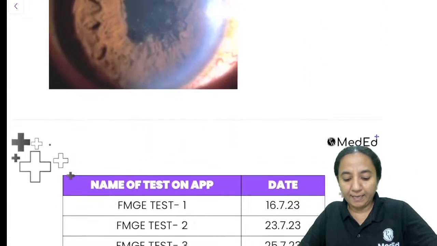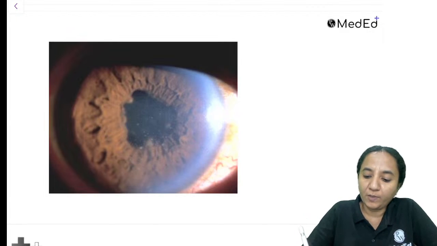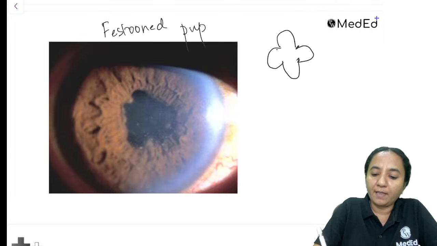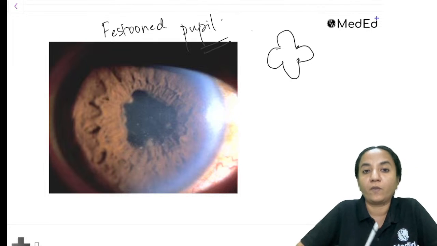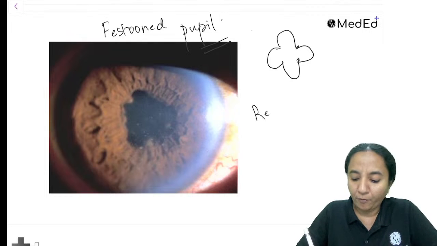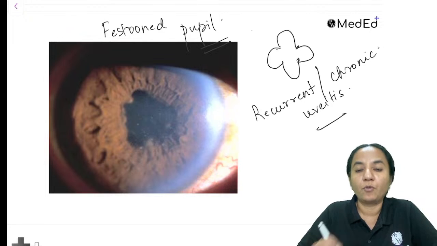And this is our last picture. What do you see here? You see the pupil which is irregular due to the formation of posterior synechiae. What is this pupil called? This is called a festooned pupil. And where do we see this usually? This we see in cases of chronic uveitis. So chronic or recurrent uveitis, there you can get this kind of a festooned pupil.